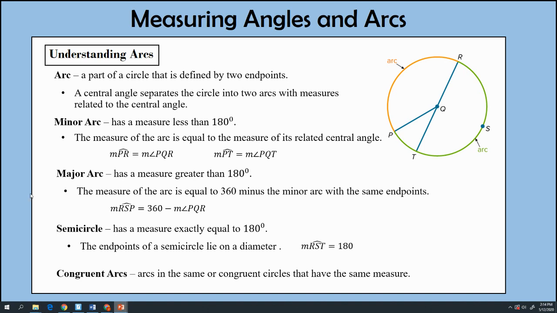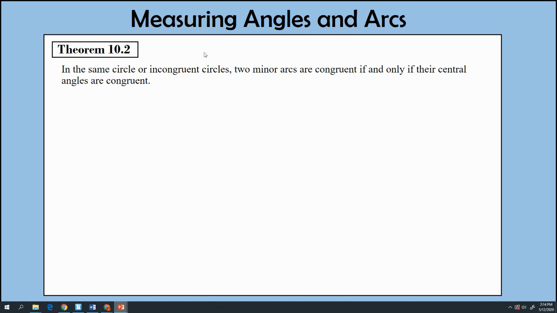We can lay one on top of the other, it'd be a perfect match. Okay, so that's a little bit about arcs. A couple of ideas here to add to it. This first one is Theorem 10.2.